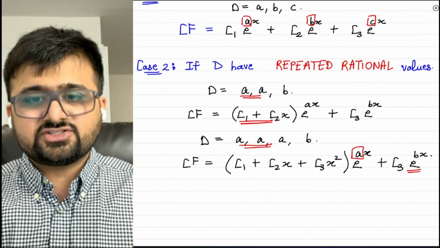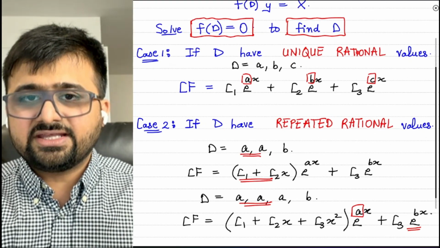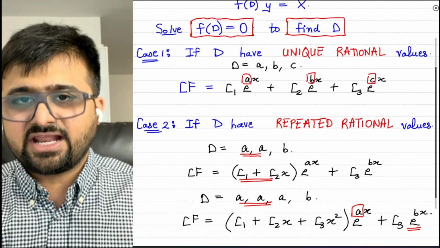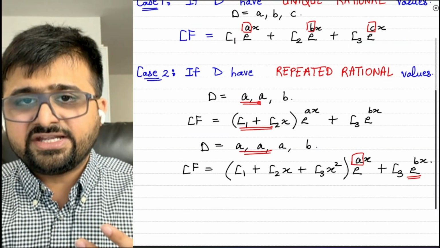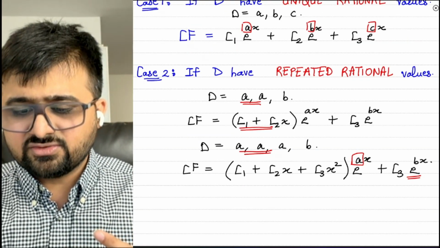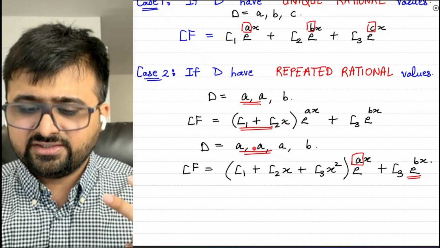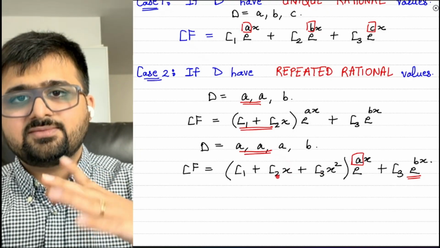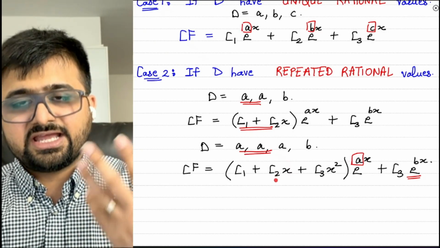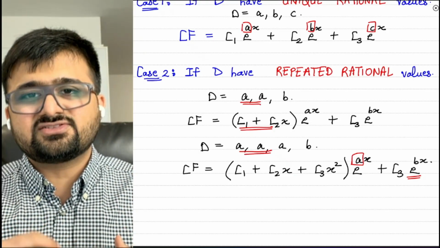So these are the situations for rational values. Either it can be unique rational values or it can be repeated rational values. Just be careful when there are repeated values. Depending on how many times they are repeating, you have to reduce that power by one and write an equation. If it is repeating two times, you have to write a linear. If it is repeating three times, you have to write a quadratic. If it is repeating four times, you have to write a cubic equation and so on. I hope that makes sense. Let's get into an example to understand this concept better.